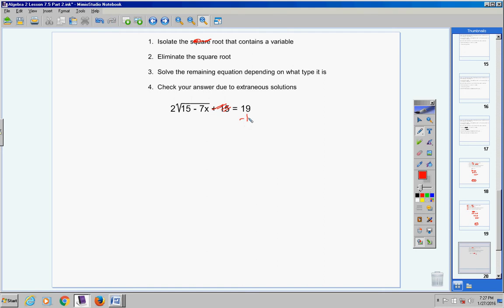Alright? Easy enough. And now we're left with 2 square root of 15 negative 7x equals 4. Now the radical is still not isolated. I must get rid of this 2 right here. So the 2 is multiplying times the square root. So I'm going to divide by 2 and divide by 2. That will cancel these 2's out. Leave me with the square root of 15 minus 7x equals 4 divided by 2 is 2.